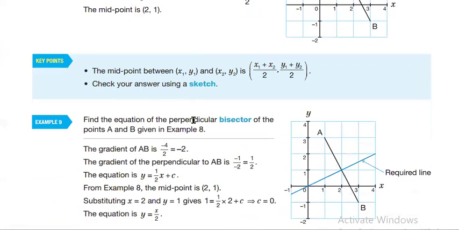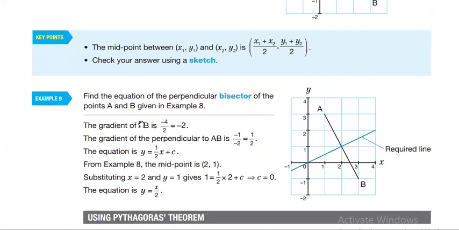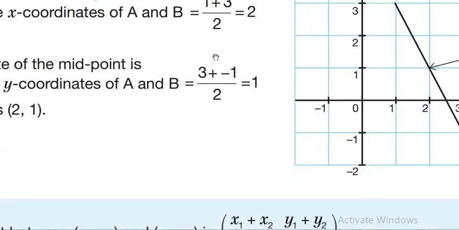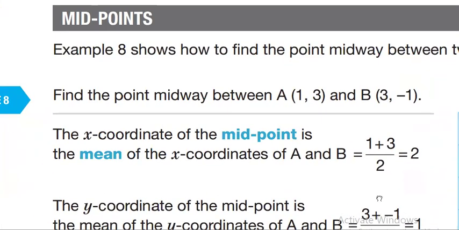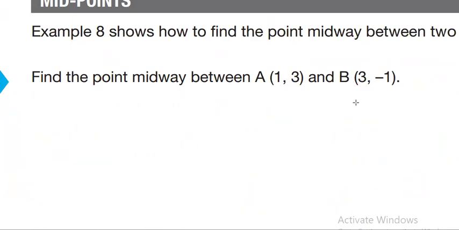Now, let's take a look at some of the examples. It's very easy to use, and it has no other steps. It's only add the x's, divide by 2, add the y's, divide by 2. I'm going to cover this because I don't have any examples here. I have to go down, but I'll do this example here.